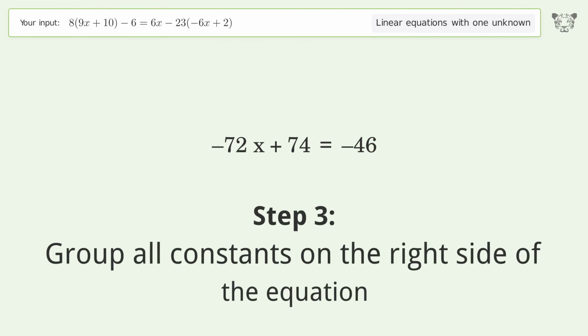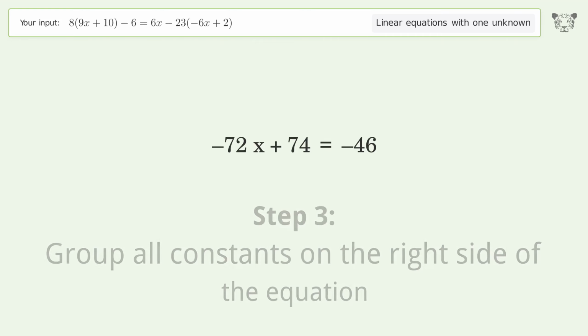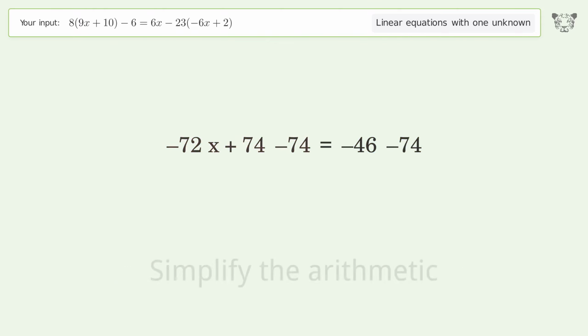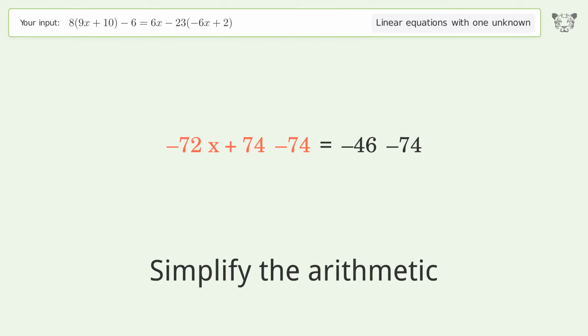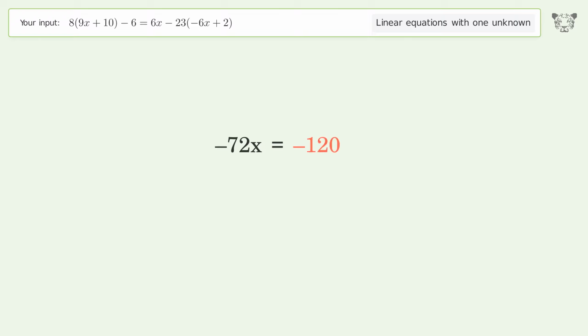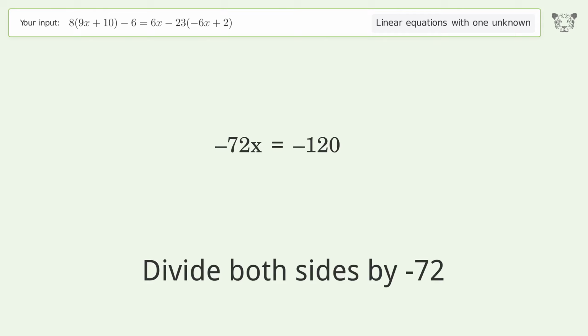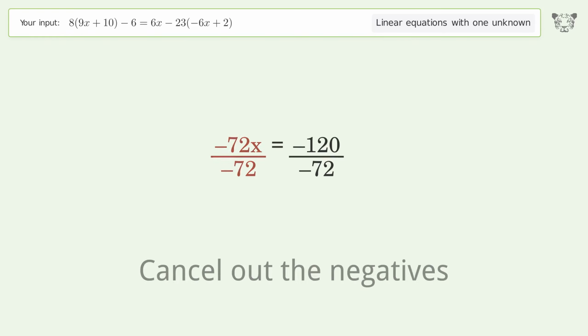Group all constants on the right side of the equation. Subtract 74 from both sides. Simplify the arithmetic. Isolate the x. Divide both sides by -72. Cancel out the negatives.